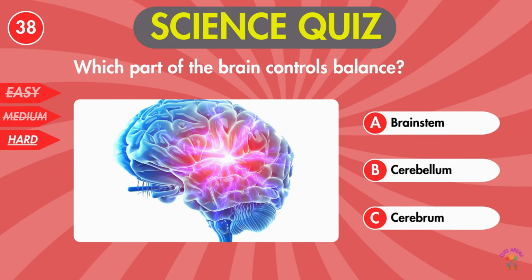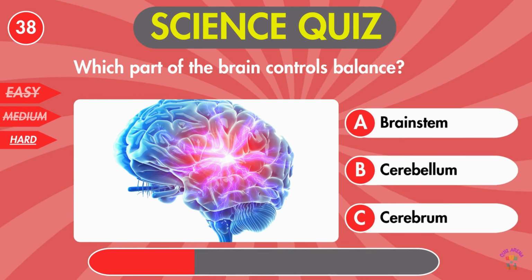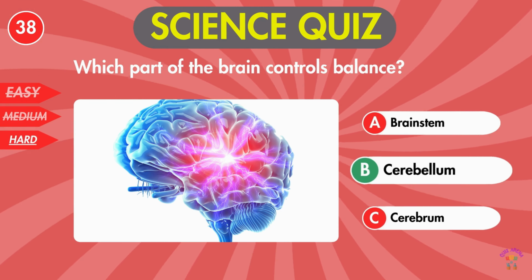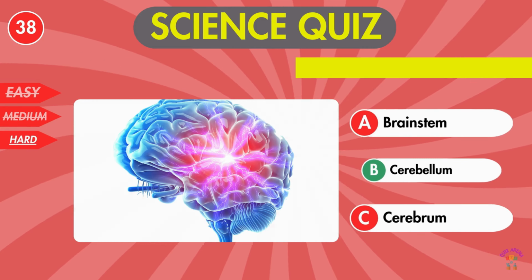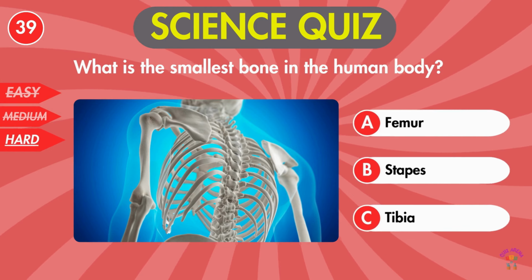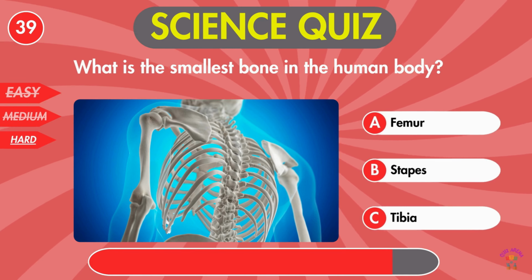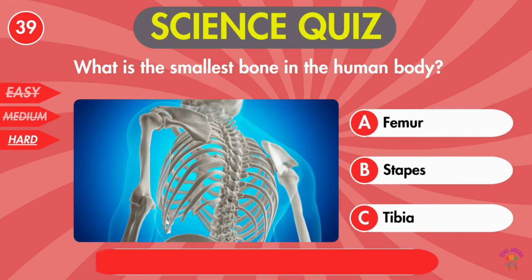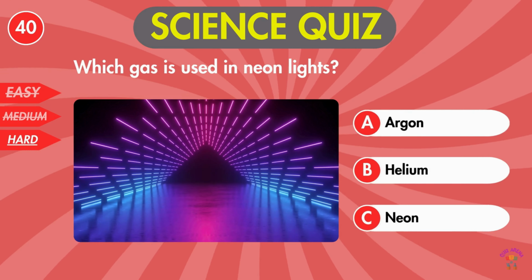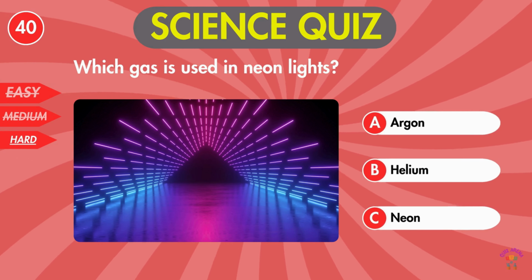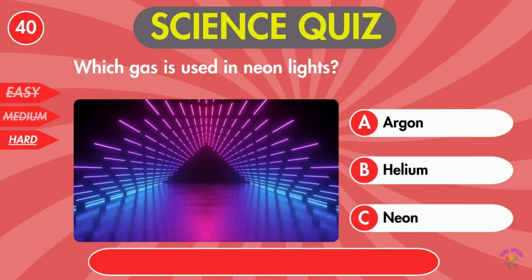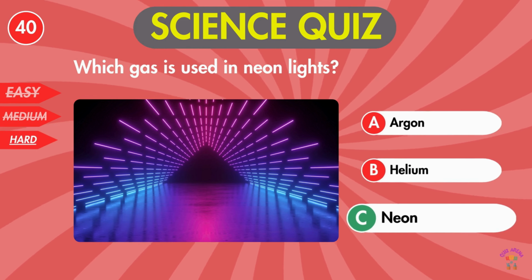Which part of the brain controls balance? Cerebellum. What is the smallest bone in the human body? Stapes. Which gas is used in neon lights? Neon.